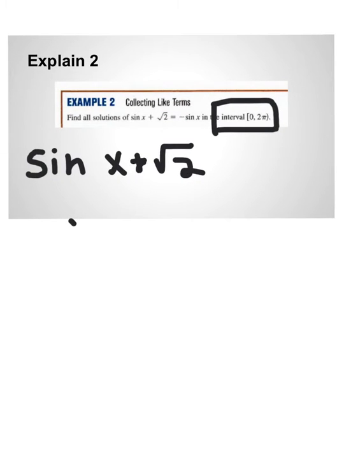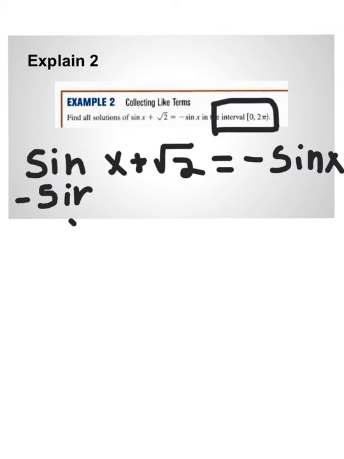I have sine x plus the square root of 2 is equal to negative sine of x. Now, just like linear equations, when I have variables on both sides, I have to move them all to one side. I'm going to do the same thing for this problem. To isolate the trig function, I have to move them to one side. So I'm going to move the sine x on the left side over to the right by subtracting sine x from both sides.